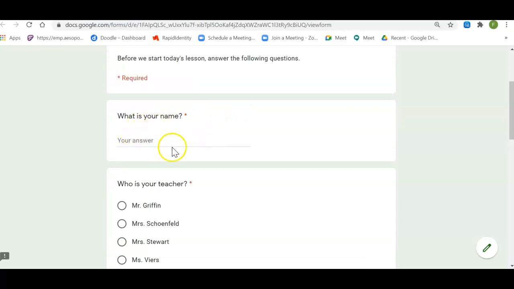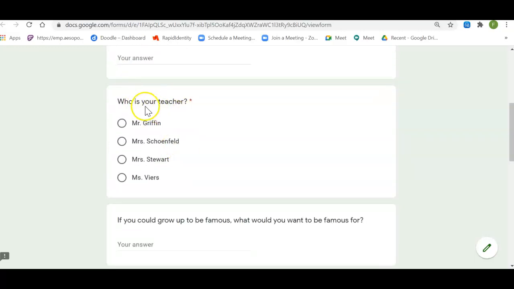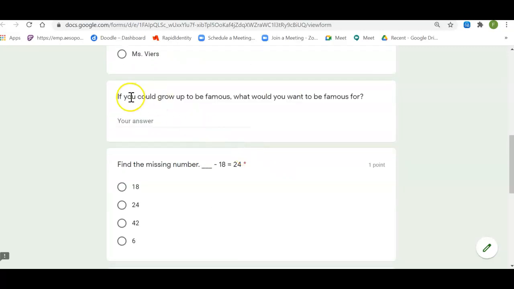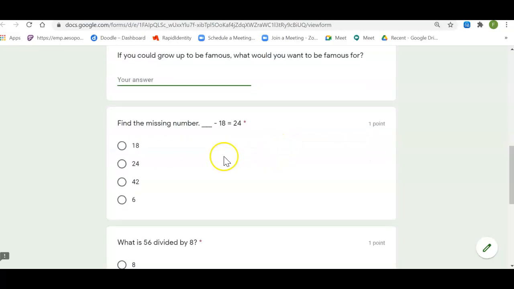go ahead and put your first and your last name, and for who is your teacher, that is going to be whoever your homeroom teacher is. So you're going to click on the bubble beside who your homeroom teacher is. First question, if you could grow up to be famous, what would you want to be famous for? Just a short answer. Just type it in there. Maybe it's a sentence or a few words.